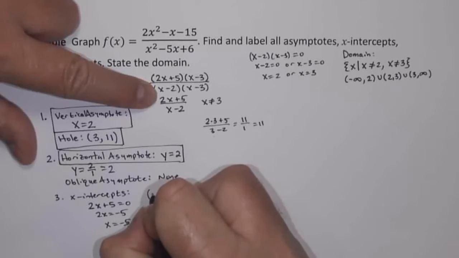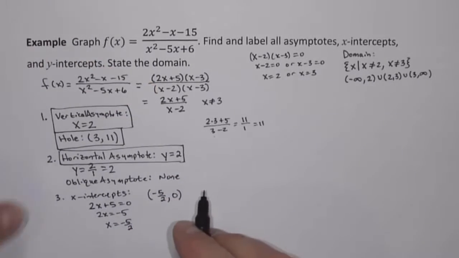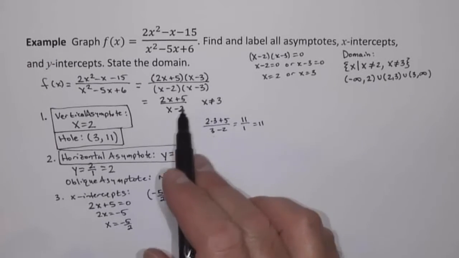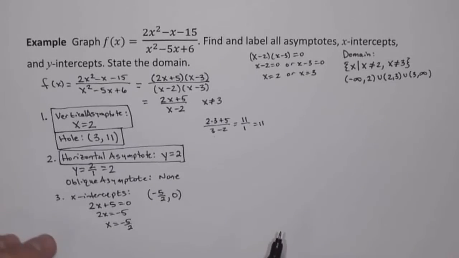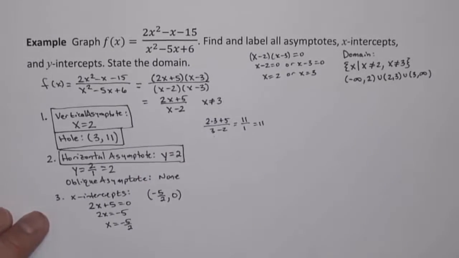So I have an x-intercept of negative 5 halves, comma 0. Again, I'm not going to have an x-intercept at 3 because that's where I have a hole. So I just worried about my simplified function setting the numerator equal to 0.